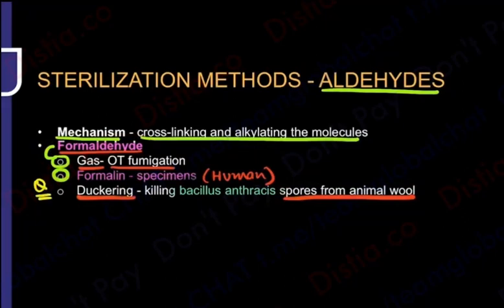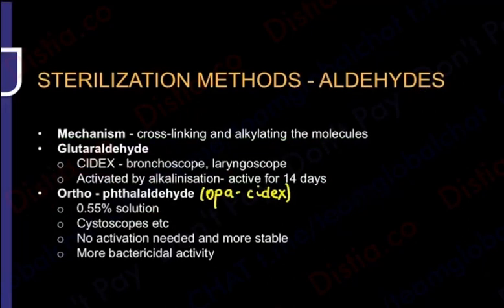So these are the uses that you have for formaldehyde, but you're also going to have something called glutaraldehyde, which is going to be equally important. That also is an aldehyde, so that has the same cross-linking mechanism. Glutaraldehyde, you all know, of course, all of us have seen Cidex. Cidex is written on a bottle in hospitals, say your OTs, your OPDs. It is nothing but glutaraldehyde. And it is used for all the scopes: bronchoscope, laryngoscopes, endoscopes.